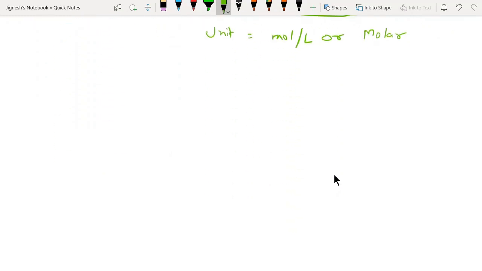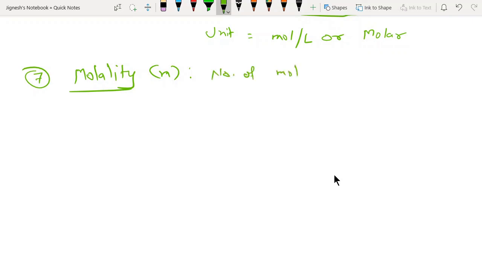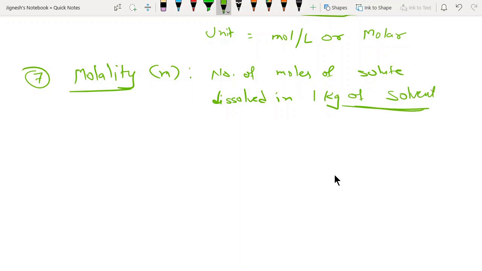Instead of that, they use another quantity which is number 7. It's called molality. Guys, this is written as small m. What is the definition? The definition is number of moles of solute dissolved in 1 kilogram of solvent. Make sure, in the above one it was solution, here it is solvent.